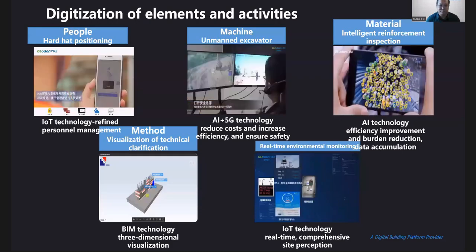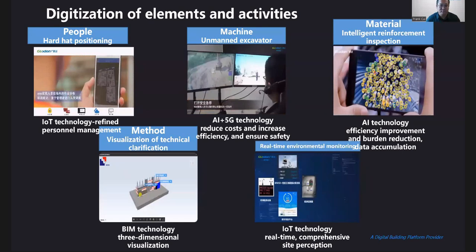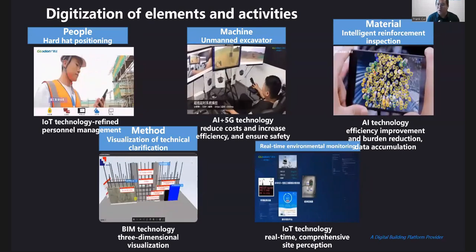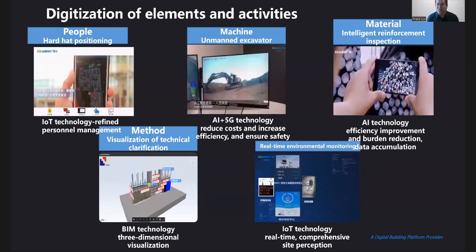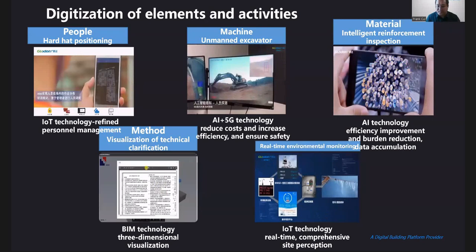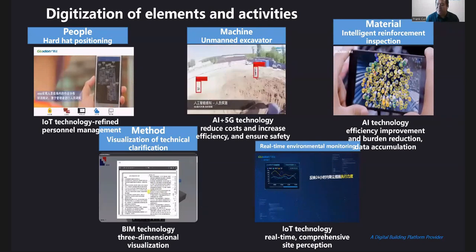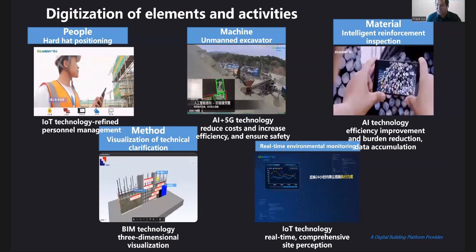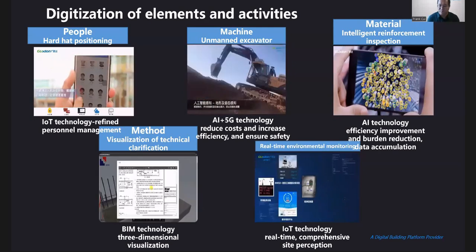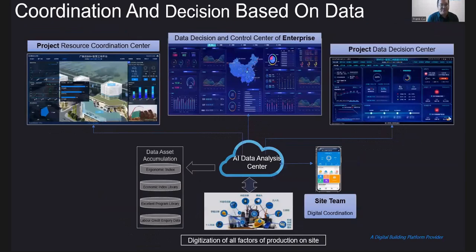And the digitalization is not only for the project modeling, but also for all the elements and activities at the project site, like the people, the machine, the material, the technology, the method, the environmental monitoring. So all the relevant data should be picked up and submitted to the platform. Then after we accumulate enough data, we could have better project coordination and big data analysis, finally to support our top decision making.